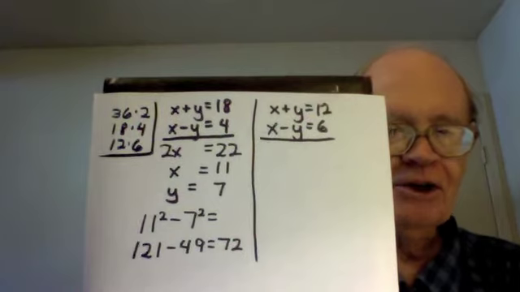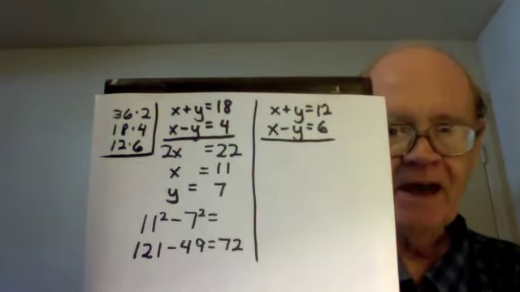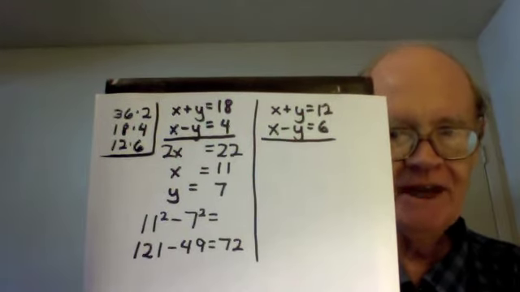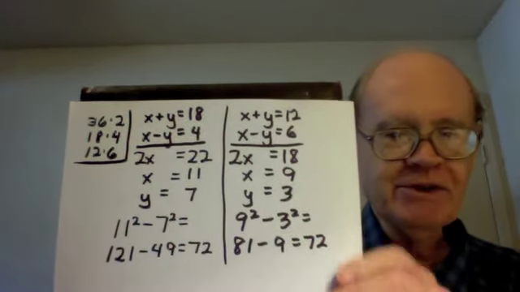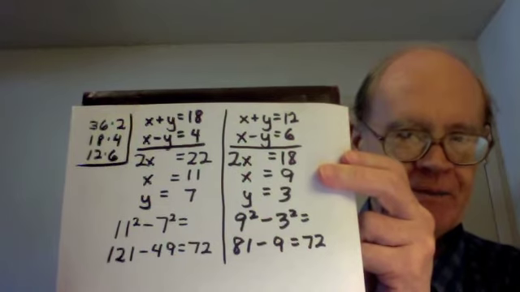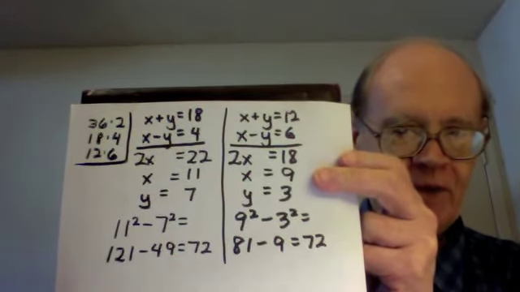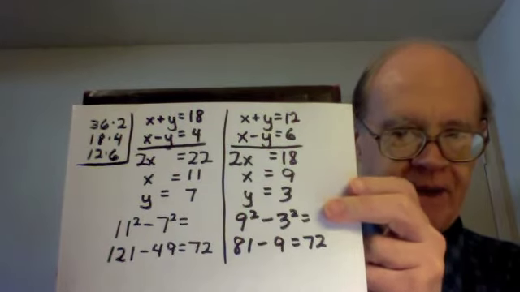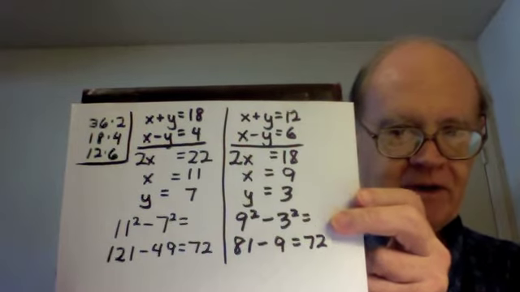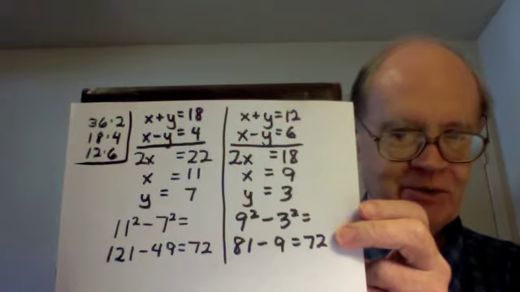And now to the third solution, using the factors 12 times 6. I have x plus y equals 12, x minus y equals 6. Adding those two equations gives me 2x equals 18. Dividing by 2, x equals 9. Substituting into one of the equations, y equals 3. So that gives me my third solution. 9 squared minus 3 squared equals 81 minus 9, which equals 72.